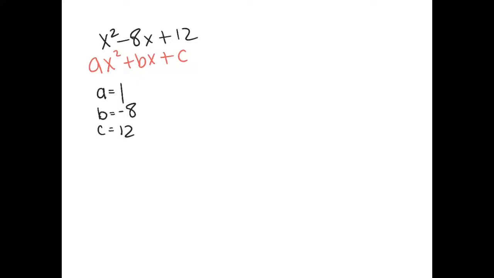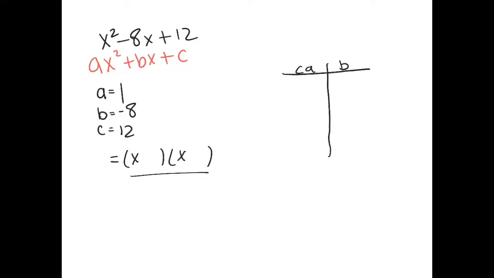So now let's create our final equation here, so that we can plug it in immediately. x, we got our other x. So once we find those two numbers, we can just plug them in here. Now let's create our CAB table. C A and B. What's our C times our A value? 12 times 1 is 12. And now all we have left is our B value, so it's -8. Now, we have to find two numbers that multiply to 12, but add to -8.